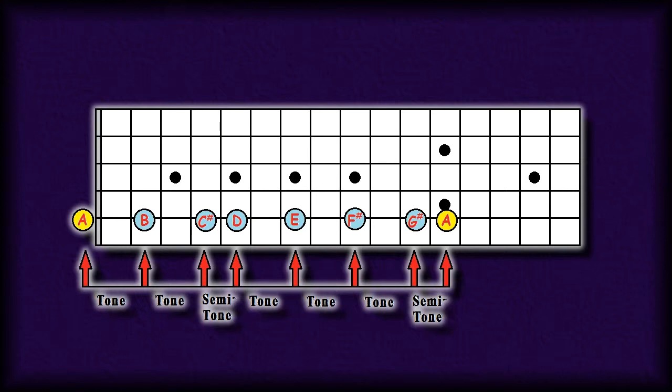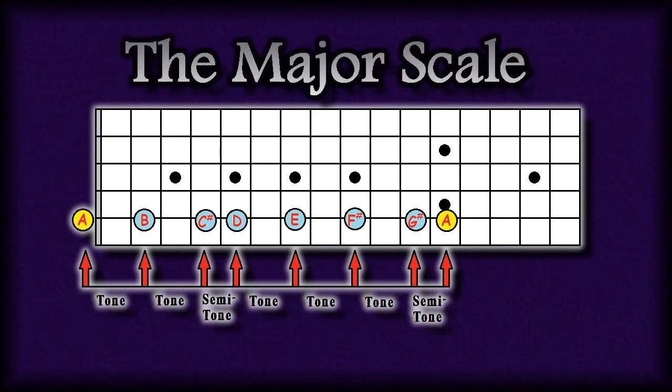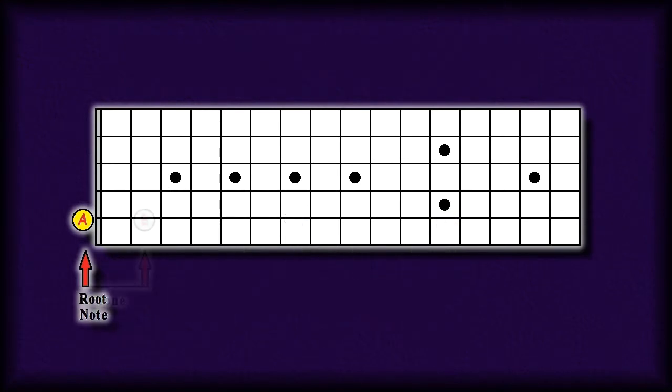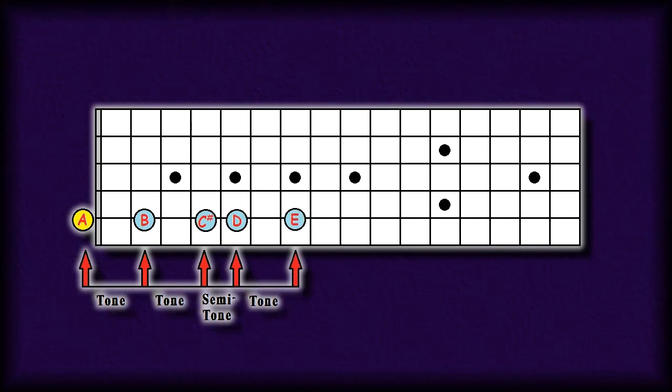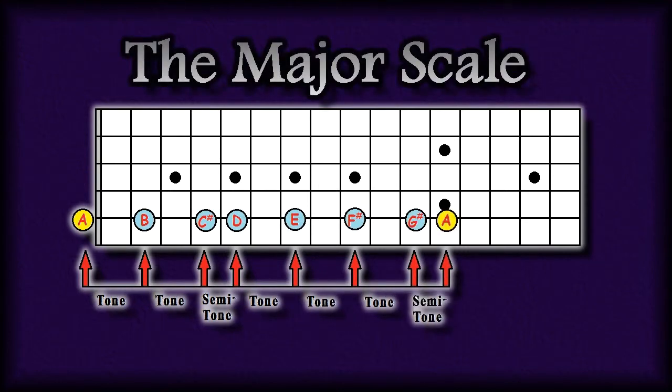Now that sequence of steps that we looked at just there, which goes tone, then semitone, then 3 more tones and 1 more semitone, is known as the major scale. And here's what it sounds like if I play all of the notes uninterrupted. Okay, so that's the major scale and that's what it sounds like.